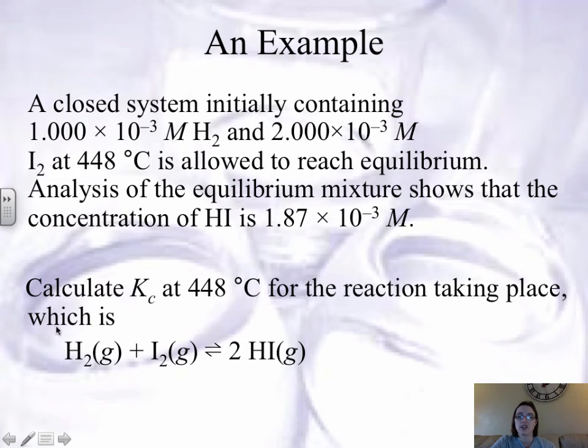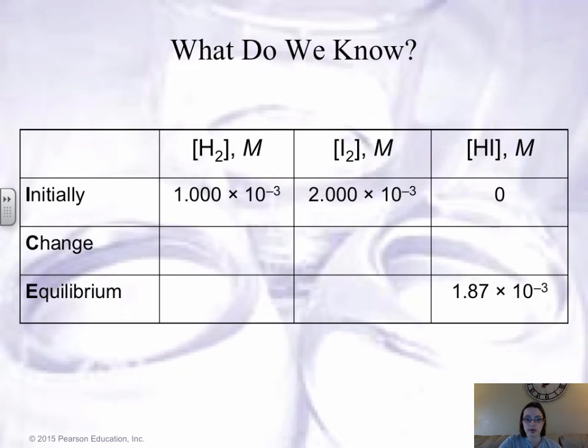And then it says calculate Kc for the reaction taking place. So we have a lot of information. And what we're actually going to do is put it into what is called an ICE table. When we have this ICE table, it's for initial, change, and equilibrium. Okay, ICE: initial, change, equilibrium. It's very similar to a BCA table for stoichiometry. It's actually very, very similar to that.